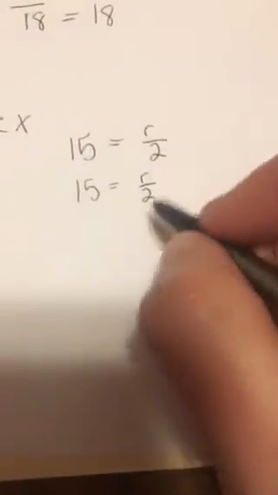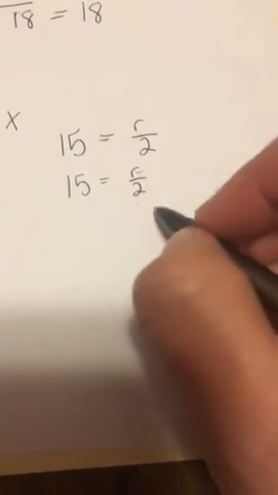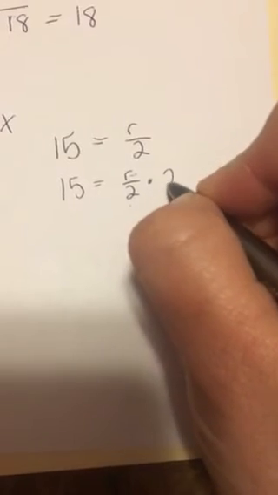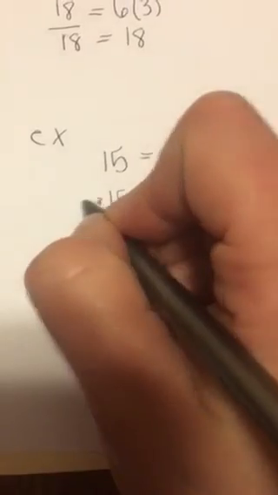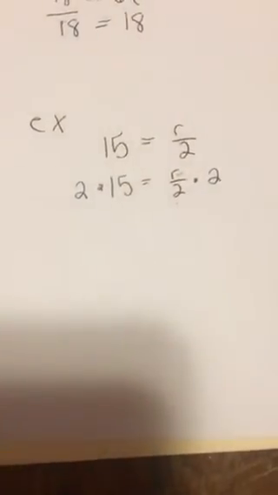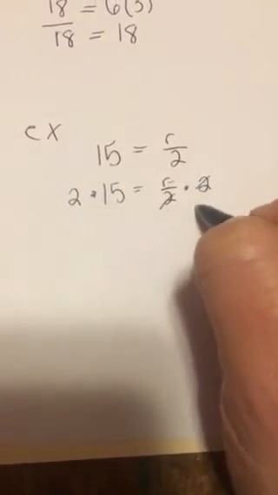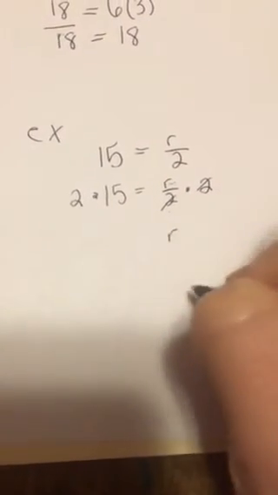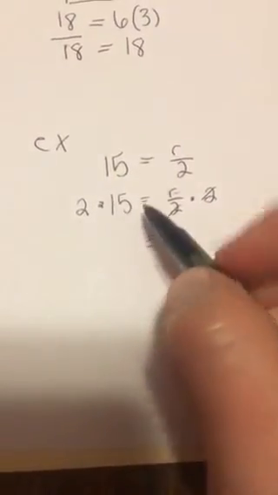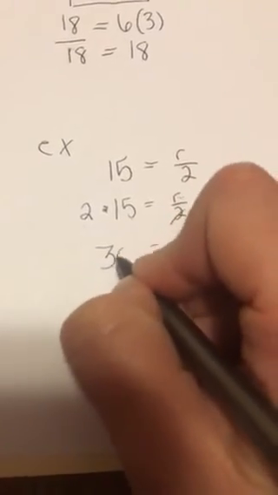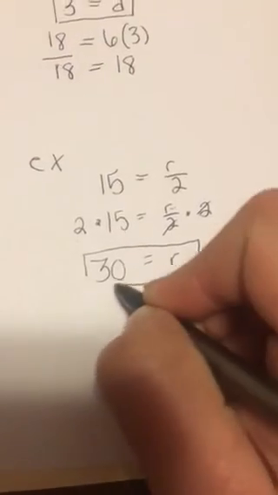So we're going to do that same thing here. I have r divided by 2. I want to get r by itself so I can find out what r is. So I'm going to multiply by 2. Remember, this means multiply. Whatever I do to one side, I have to do to the other. So here, the 2's cancel each other out. I'm left with r, and 2 times 15 is 30. So the solution I come up with is r equals 30.